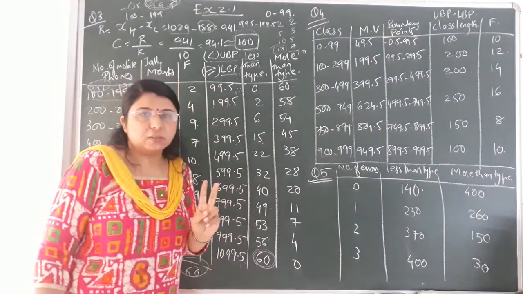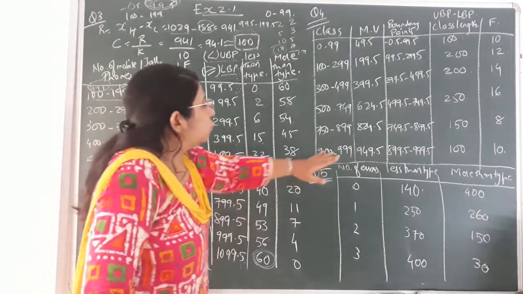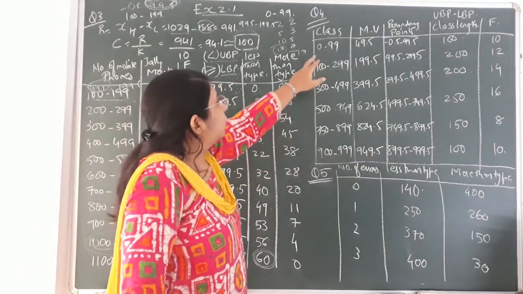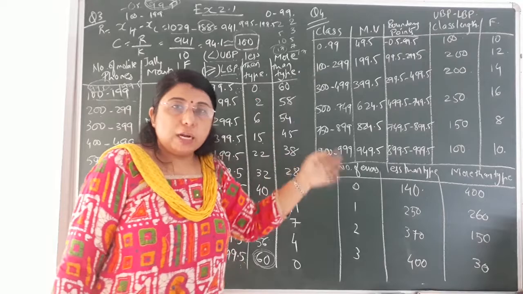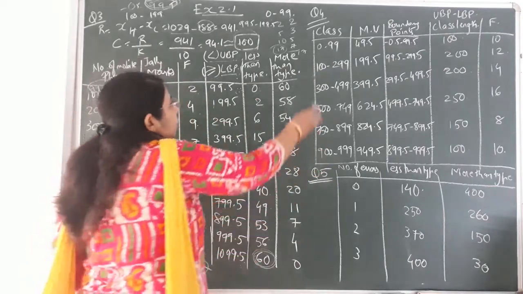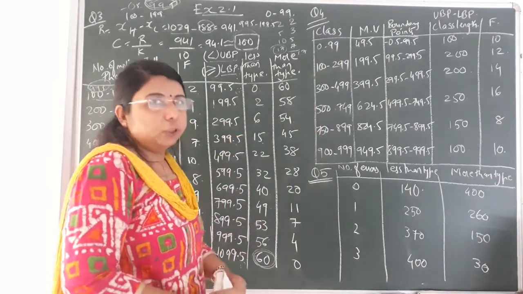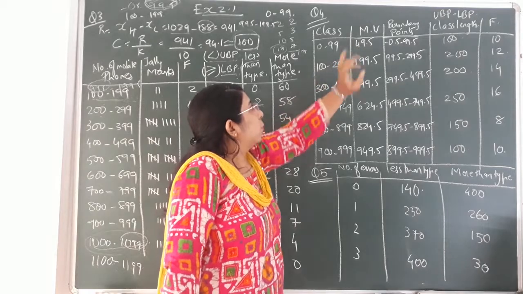Two things have been asked in the question: to find the mid value and to find the class length. First of all, we'll find the mid value. How to find the mid value? We know it very well: lower limit plus upper limit divided by 2. The lower limit over here is 0. 0 plus 99, so 99 divided by 2 would come to 49.5.